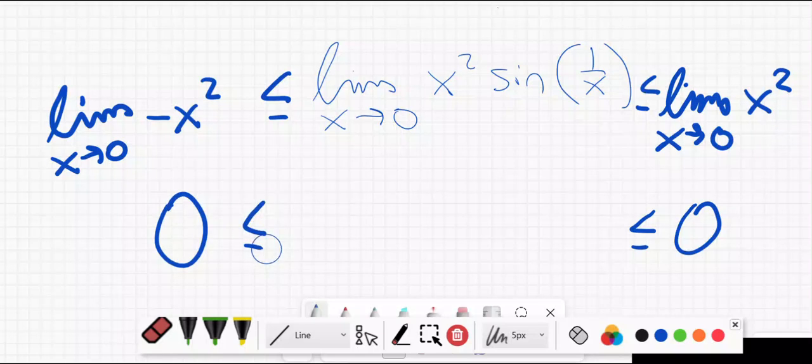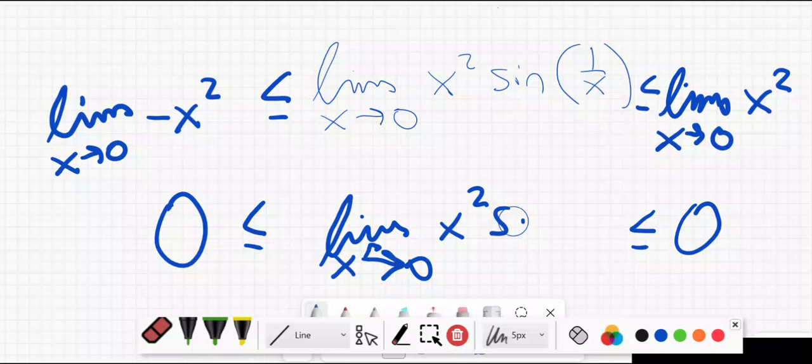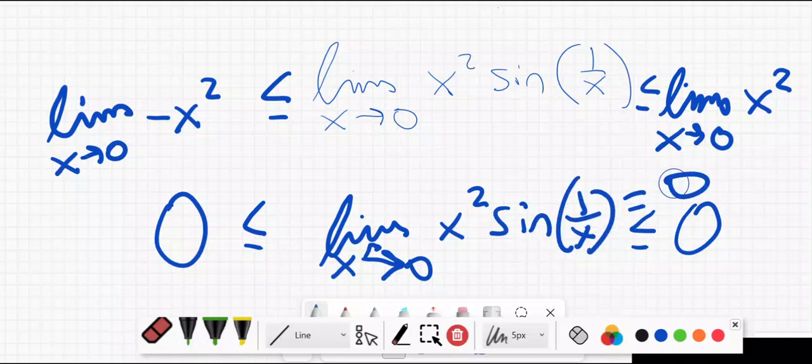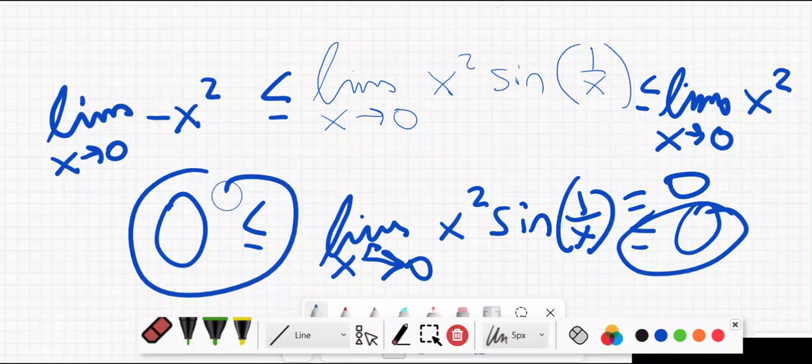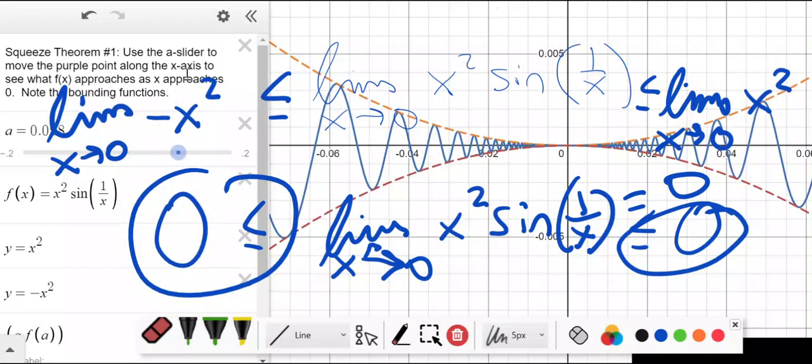And so that means that the limit we care about, if it has to be greater than or equal to 0 and less than or equal to 0, has no other option than to be equal to 0. So we squeezed it between these other two to prove that the one we cared about was equal to 0. But I think it's more fun in the animation because you can literally see the squeeze happening. It gets squeezed between two more simple functions.